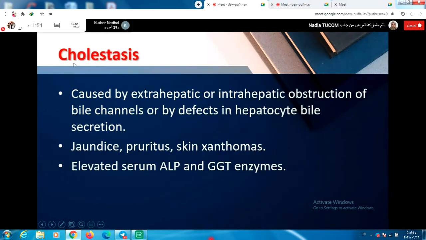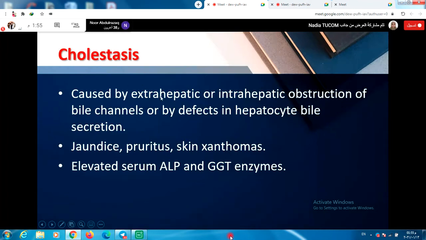Cholestasis. Chole means what? Chole means bile. Cholecystitis means inflammation of the gallbladder. Cholestasis means impaired passage or impaired biliary flow, biliary secretion flow, and accumulation of bile, intracellular or extracellular bile accumulation.